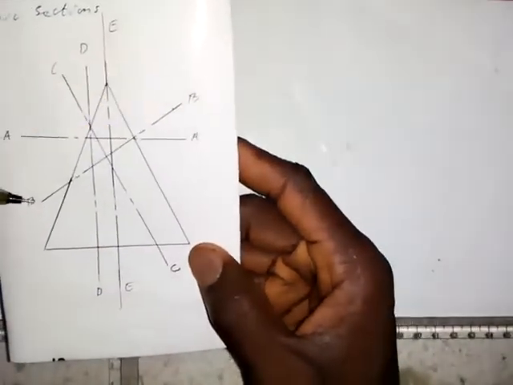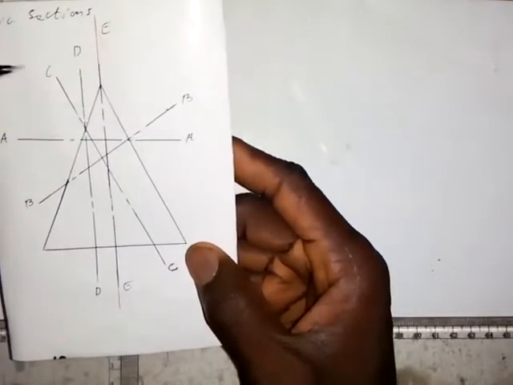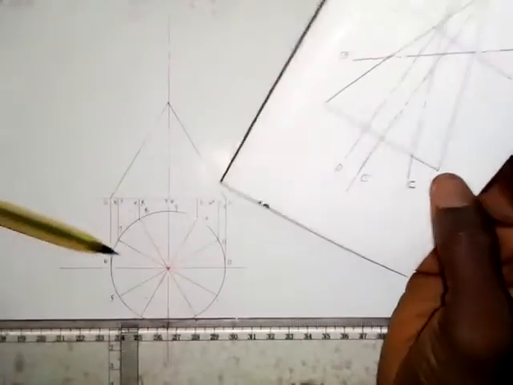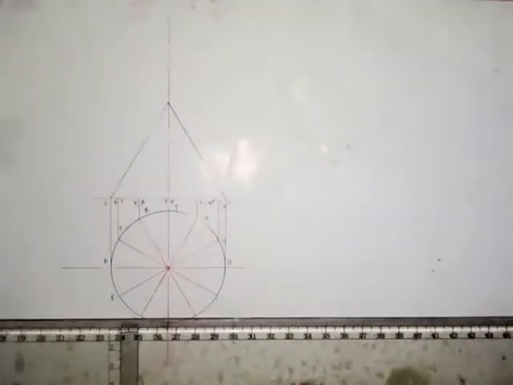So we want to work on cutting plane BB. If the cutting plane BB cuts this part of the cone off, what will be the shape that we are going to see here, and how will that shape look in the plan? And that is what we want to do right now.